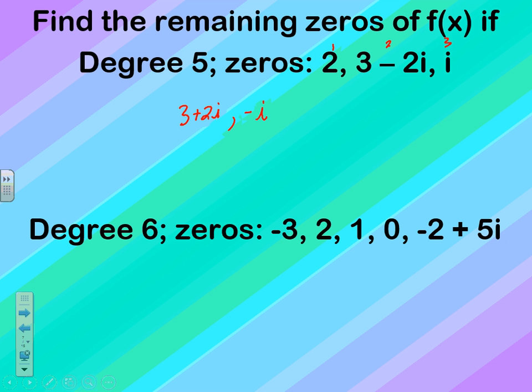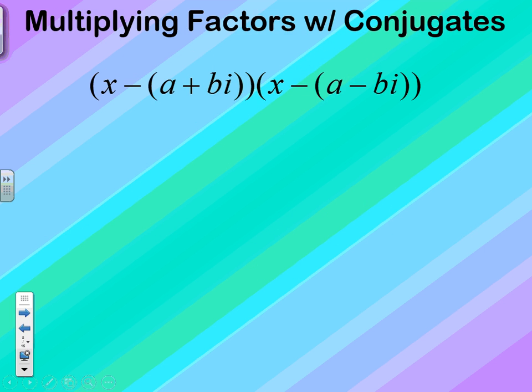Here in the 6th degree polynomial expression, we have 1, 2, 3, 4 real roots, and then 1 complex root. So the remaining root for the 6 that we would need would be the conjugate pair of the negative 2 plus 5i, which would be negative 2 minus 5i. Now, if we can understand that, then we should be able to multiply them together.